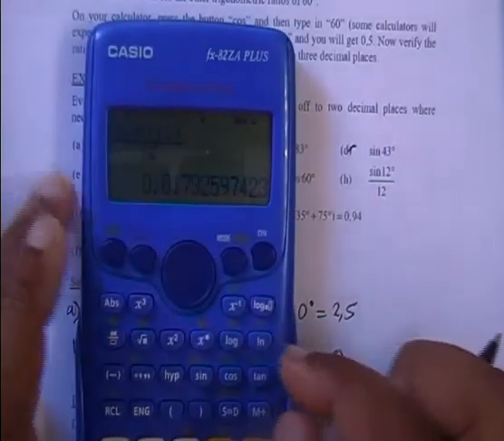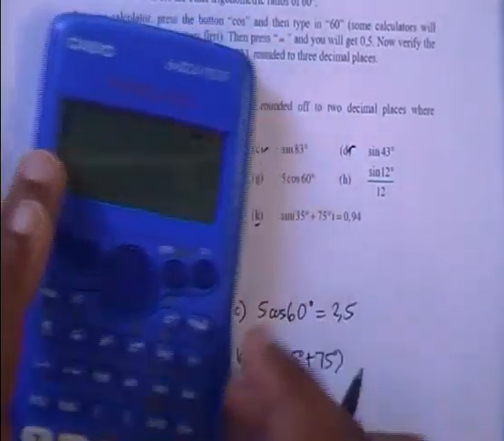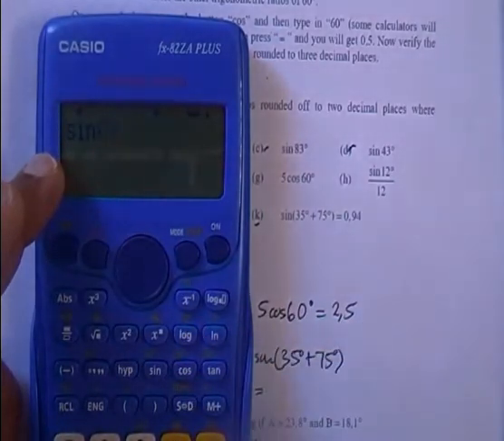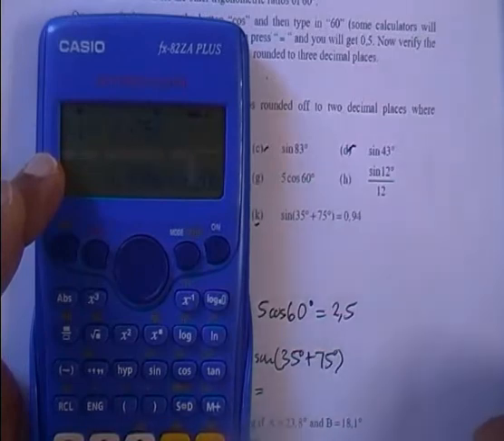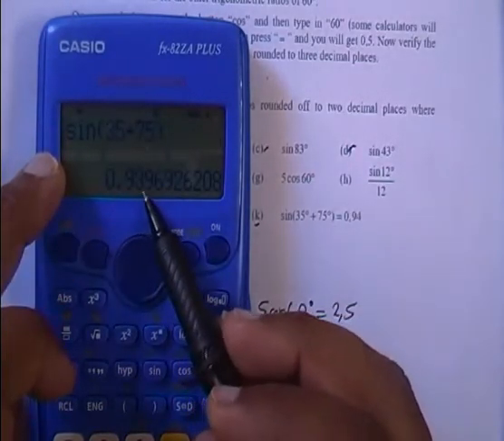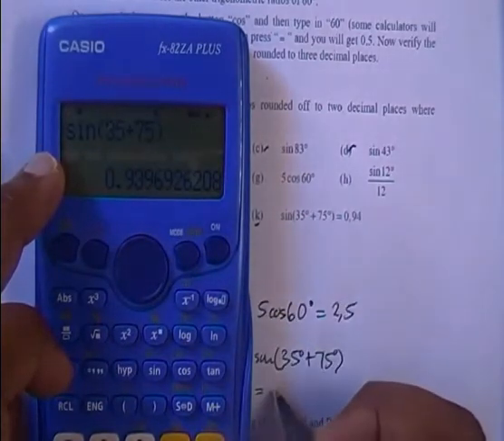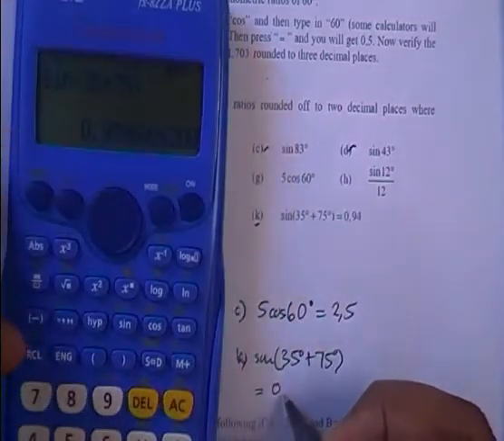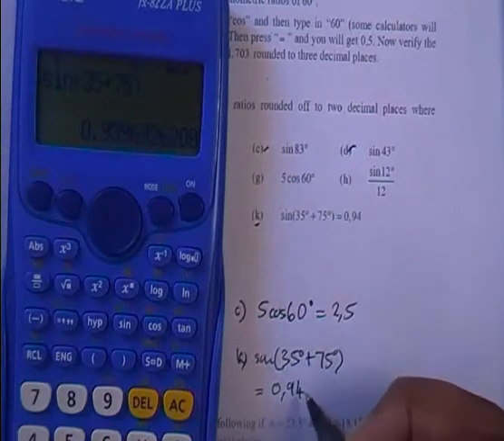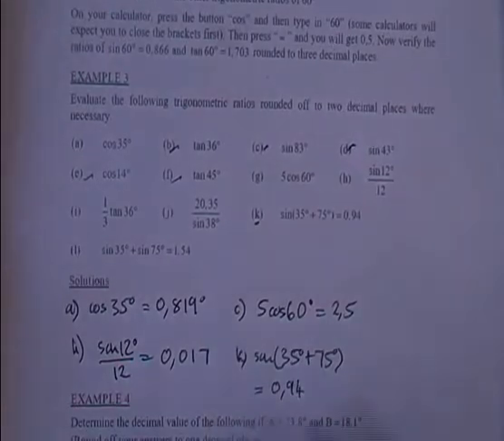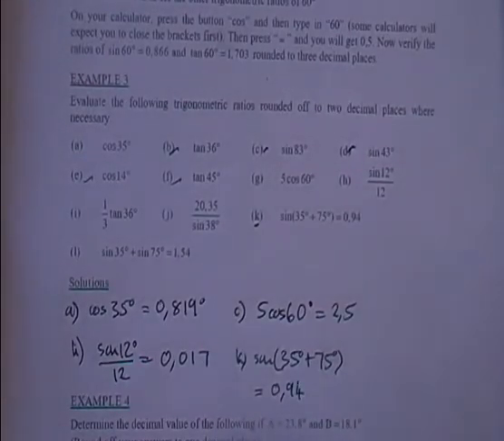Okay, so I'm just going to take my calculator, type in sine, open bracket, so you can just write the 35 plus the 75 inside the bracket, close the bracket, 0,939. Okay, so 9 is a big number, so that means this 3 rounds up to a 4, so it's 0,94. Okay, so that is the correct answer. All right, so that is how you just use your calculator.